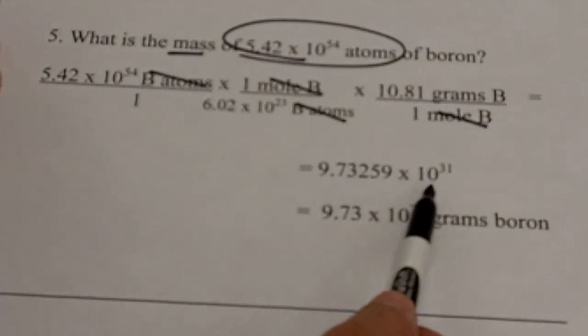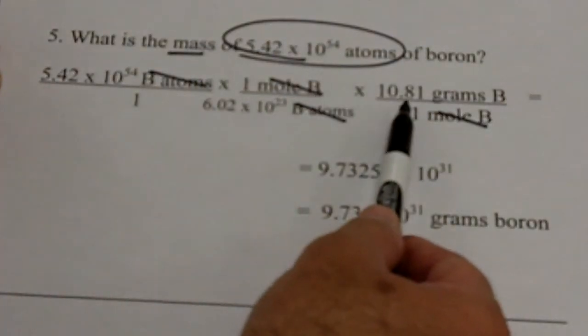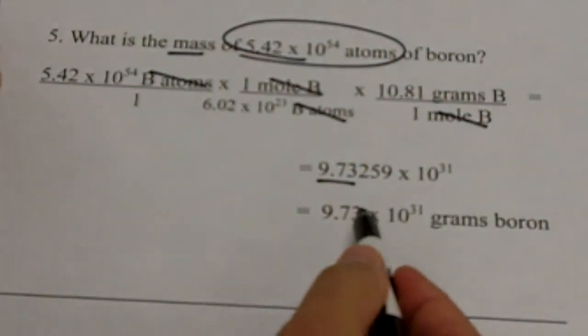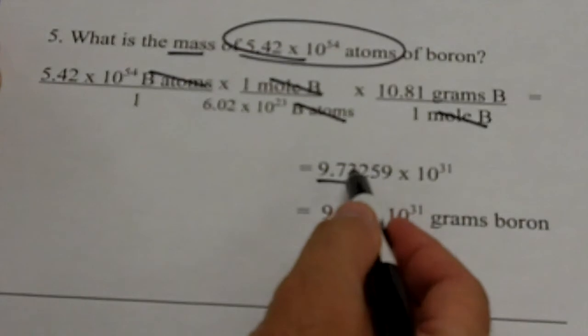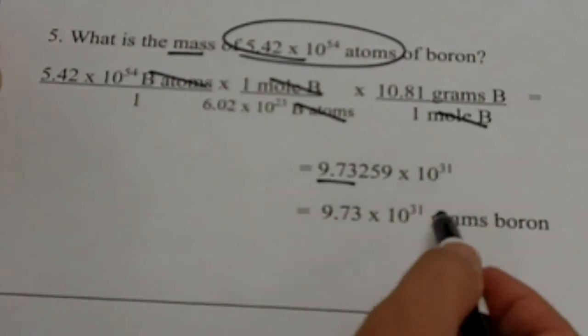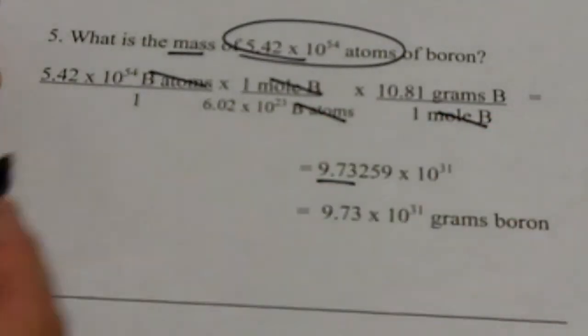9.73259 times 10 to the 31st. All right? I can't keep all those significant digits. I've got 3 here, I've got 3 here, I've got 4 here. I'll take 3. The first 3 are 9.73. The 2 does not kick this 3 up, so it's 9.73 times 10 to the 31st. What's the unit? Grams of boron, and I'm done. That's my final answer. That is my solution.